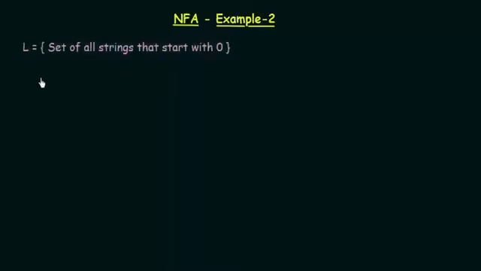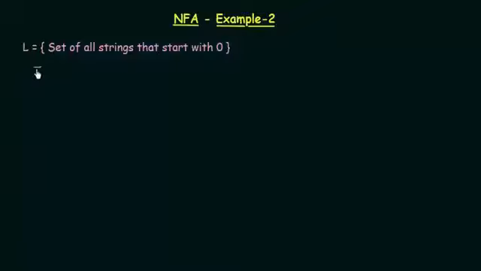Alright, so here we have an example. L is a language which is a set of all strings that start with 0. So our task is to design an NFA which accepts the set of all strings that start with 0. If you recall, we have designed the same thing using DFA in our previous lectures. So in this lecture we will be trying to design those same examples using NFA. Alright, so let's see how we can do this.